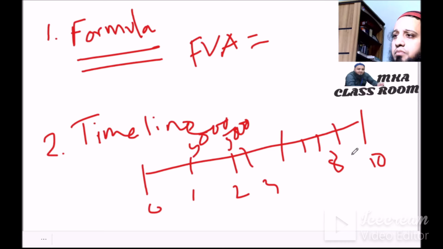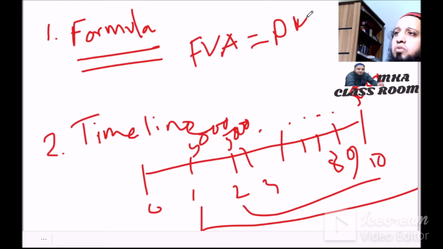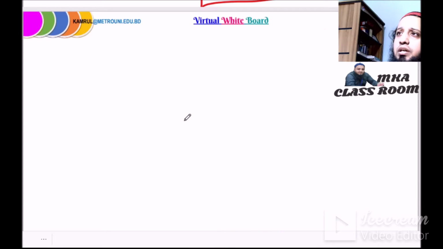You can put down 5,000 and draw your timeline in this way, then solve your problem. Here you can put down your formula, then you can get the result as well. But today we will try to solve this problem by the use of tabular format, using a table.